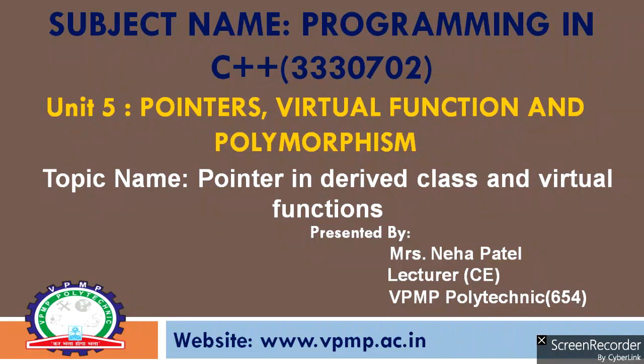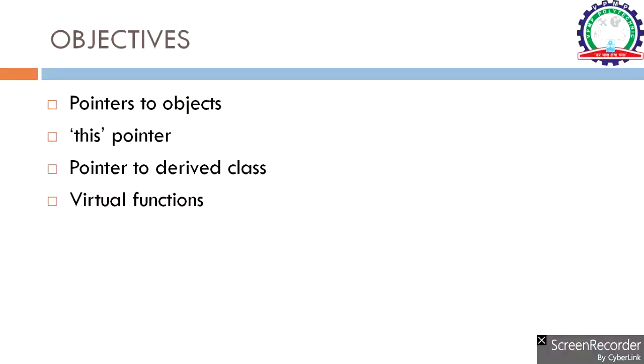Our today's session is about Unit 5 Pointers, Virtual Functions and Polymorphism in C++. And the topic is to see about the pointers in derived classes and virtual functions. So today's objective is pointers to objects, this pointer, pointers to derived classes and virtual functions in C++.